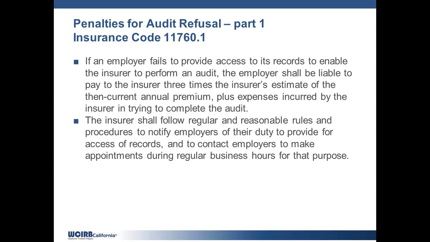Per Insurance Code, Section 11760.1, if an employer fails to provide access to enable the insurer to complete the final audit after 3 requests by the insurer during at least a 90-day period, the employer is liable for 3 times the current estimated premium, plus cost incurred by the insurer in its attempt to perform the audit. The insurer will need to demonstrate that it made reasonable attempts to notify the employer of the required audit to apply this penalty provision.